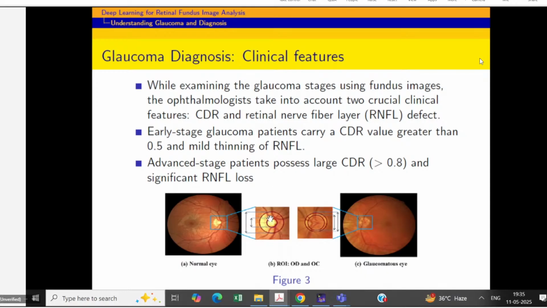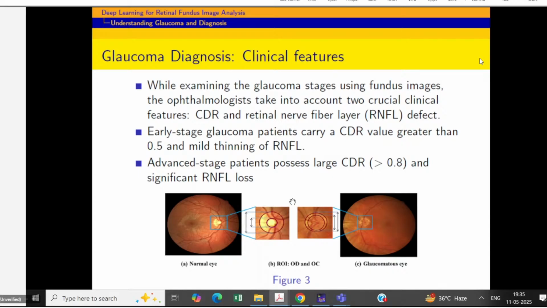That is the cup to disc ratio, as I mentioned, right? So the outer circle is the optic disc, and this inner one is the optic cup. Just take the diameter and divide this by this. If the ratio is greater than 0.5, then they claim that it belongs to early stage glaucoma, and if it is beyond 0.8, then it is advanced stage glaucoma. Right? So this kind of examination or assessment is purely manual and very difficult.